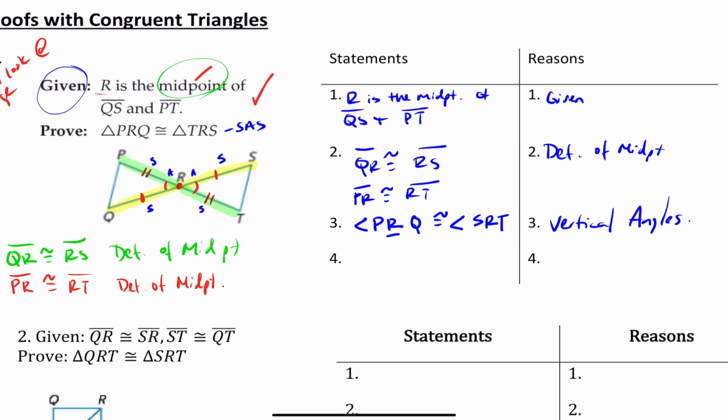And then the prove should be very, very easy. The prove should be right here. And I'm going to say triangle PRQ is congruent to triangle TRS. And that's because of, what did we say before? Side angle side. Okay, and then I'm done with the proof.